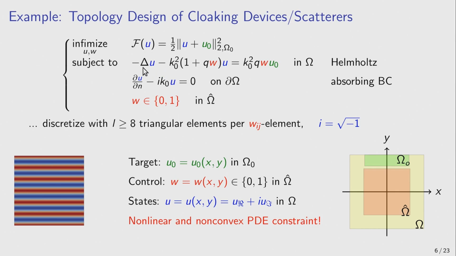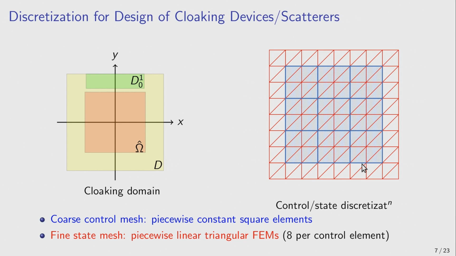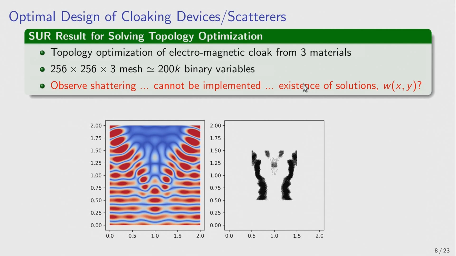And the solution U that I get out of here is the wave that's reflected, and I want the superposition of my incident wave and the wave that I create to be as small as possible in this upper domain here, omega 0. So this 2 norm here is an integral over this upper domain. Okay, and then you can discretize this using a finite element discretization, maybe having a coarser discretization for the controls. And the kind of behavior that you get looks like this.